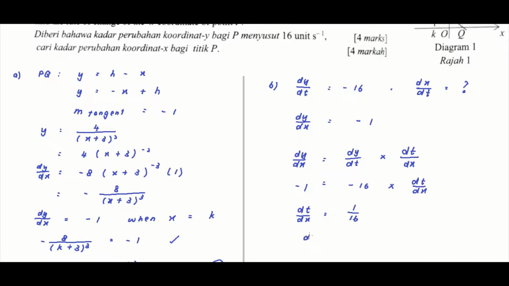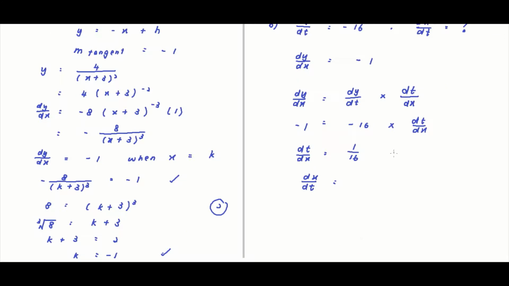So for now, we need dx/dt, right? So we just do the reciprocal. Reciprocal meaning that you are just doing 1 over the answer, in other words, if you have a fraction, then you can just flip it around, meaning upside down. So from here, you are getting 16 over 1, which will give you the answer 16.